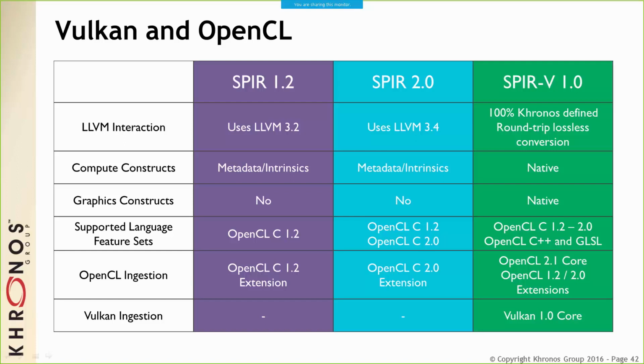Now this is a core feature in OpenCL from OpenCL 2.1, and it's also a core feature in Vulkan 1.0. So this isn't an optional thing. And as mentioned, that's the only way you can develop a shader for Vulkan. You have to develop it and submit it to the driver in SPIR-V.